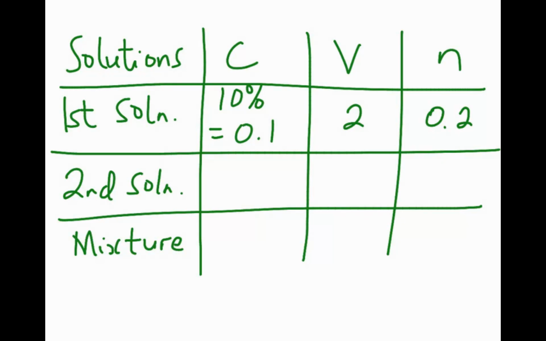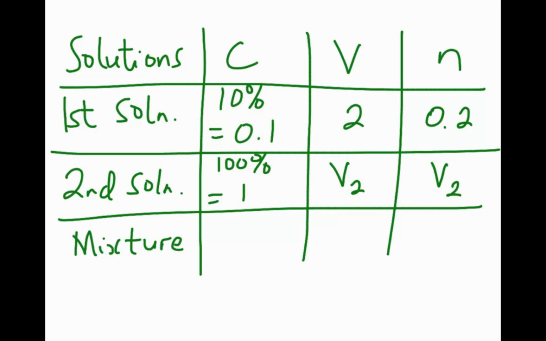Second solution, what is the concentration? Pure alcohol. Pure alcohol is 100%, which is 1. We don't know the volume. We are asked to find the volume. So 1 times V subscript 2, V2.